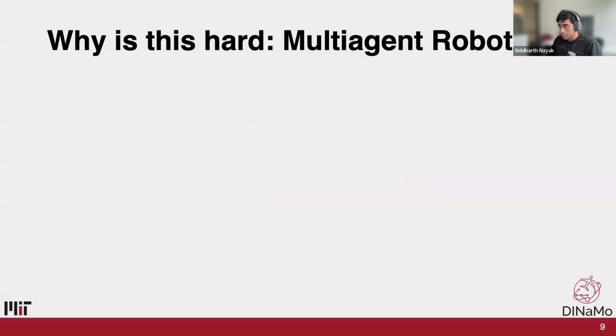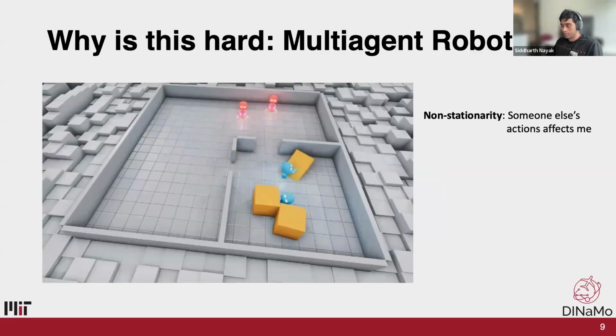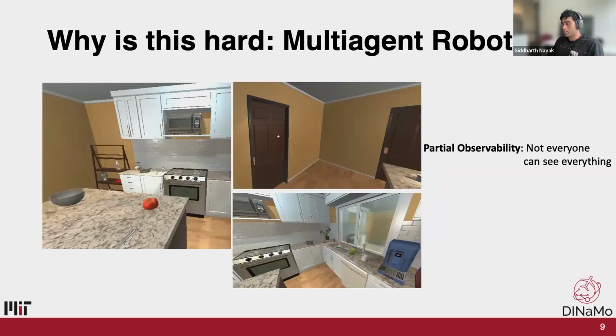The second problem, multi-agent robotics. I would presume that most of you would know there are a bunch of issues that show up. A few of them are non-stationarity, where someone else's actions affect you. And there's also an issue of partial observability, where every agent is looking at a different part of the room or environment, and they don't really have access to global knowledge. So the decisions are supposed to be made just based on your local observations.